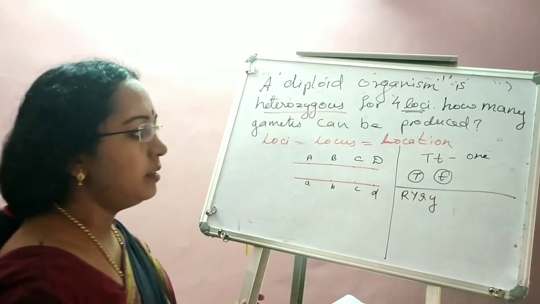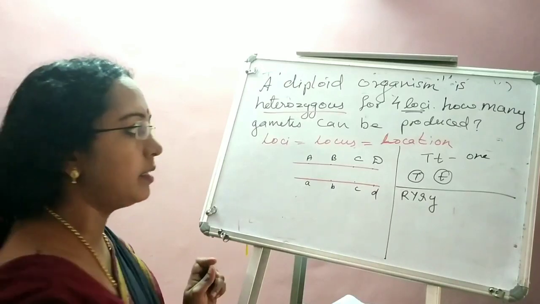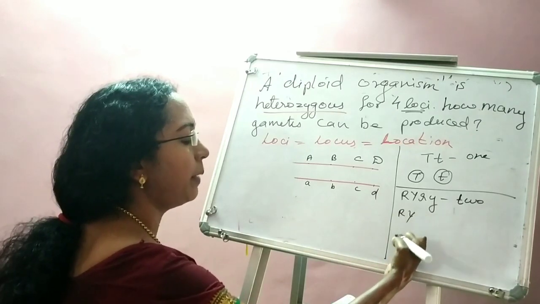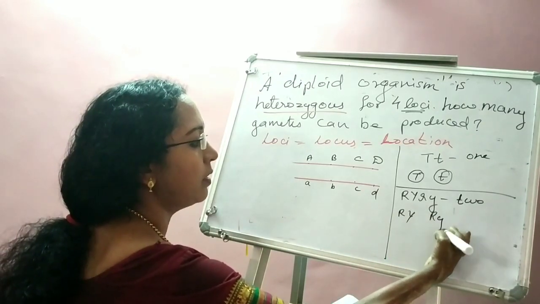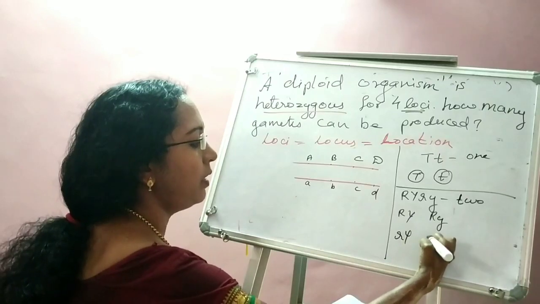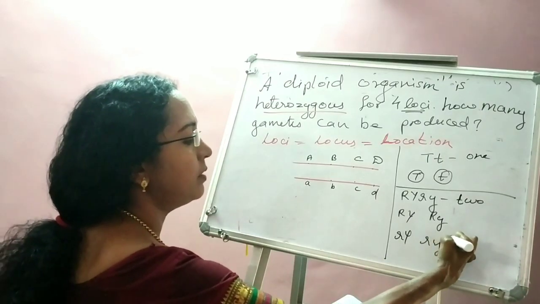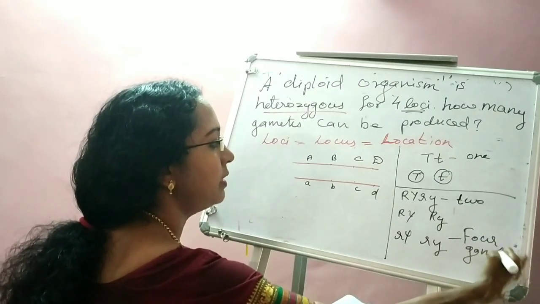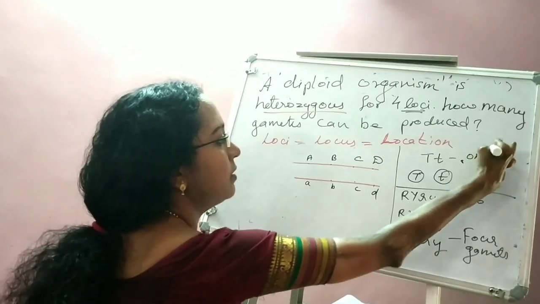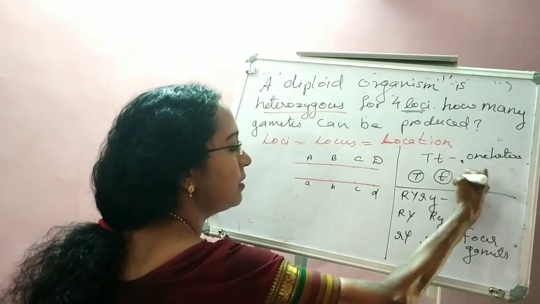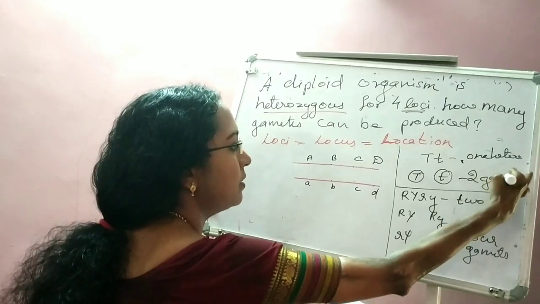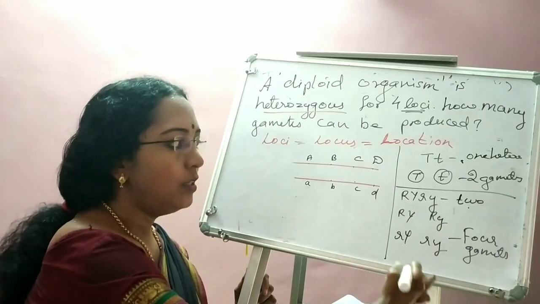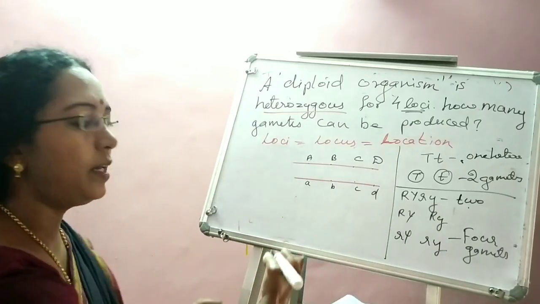Here 2 different alleles are changing. So how many gametes am I getting here? Capital R capital Y, capital R small y, small r capital Y, small r small y. So here I am getting 4 gametes, right? With one heterozygous condition, I am getting 2 gametes. With 2 heterozygous conditions, I am getting 4 gametes. So with 3 heterozygous conditions, how many will I get?